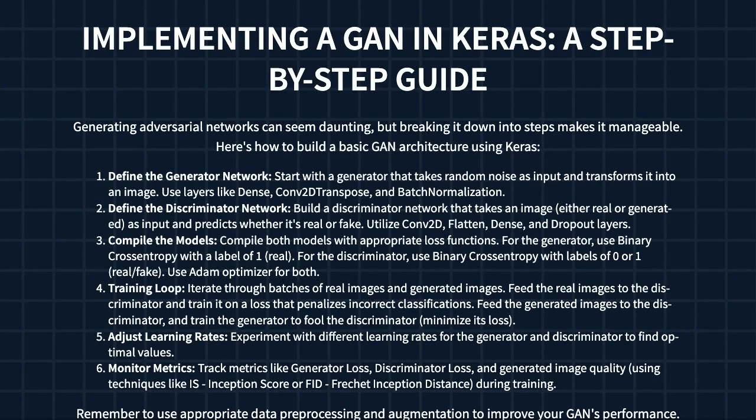Okay, let's talk about building a generative adversarial network or GAN in Keras. It can seem a little complex at first, but we can break it down into manageable steps. First, you need to define both your generator and discriminator networks. The generator takes random noise, essentially a seed of randomness, and tries to turn that into something that looks like an image. You'll use layers like dense and conv transpose for this. Next up is the discriminator. It's like a critic judging whether an image is real or fake. It uses convolutional layers and then flattens the output to feed into a dense layer. Then you compile both models, setting up loss functions and optimizers. The generator tries to fool the discriminator, while the discriminator tries to catch the generator's fakes. You'll need to train them iteratively, adjusting learning rates along the way, and constantly monitoring metrics like loss and image quality to see how things are progressing.